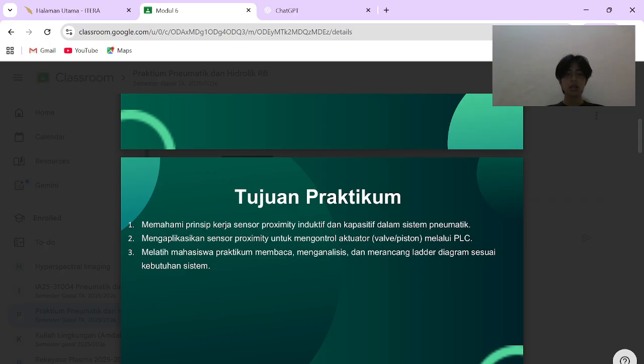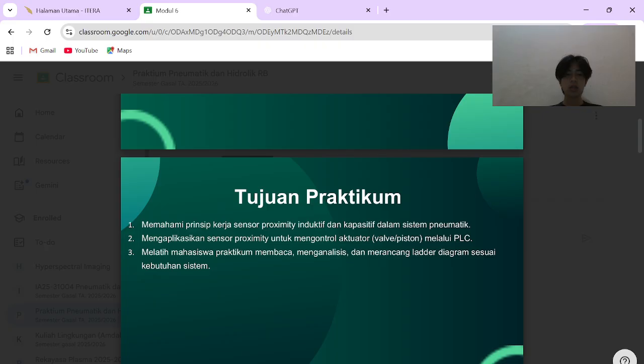The second objective emphasizes application. It means we are going to use the sensor as a real input to the control system. The sensor sends a signal to the PLC, and the PLC then controls an actuator. This shows how automation works in factories.